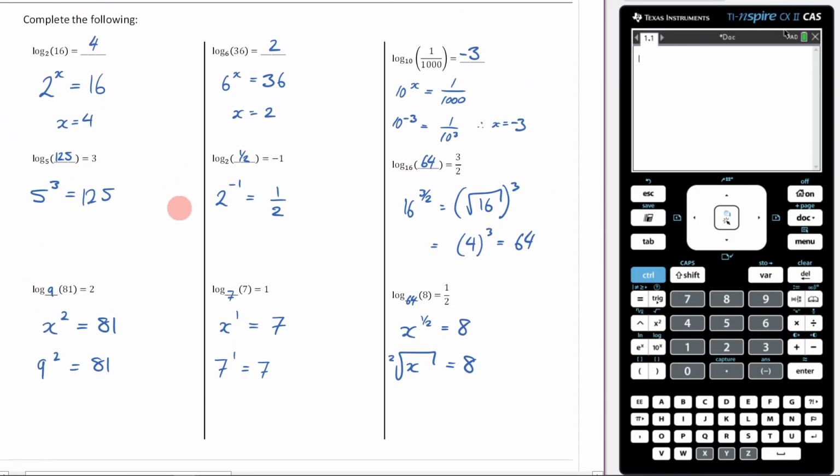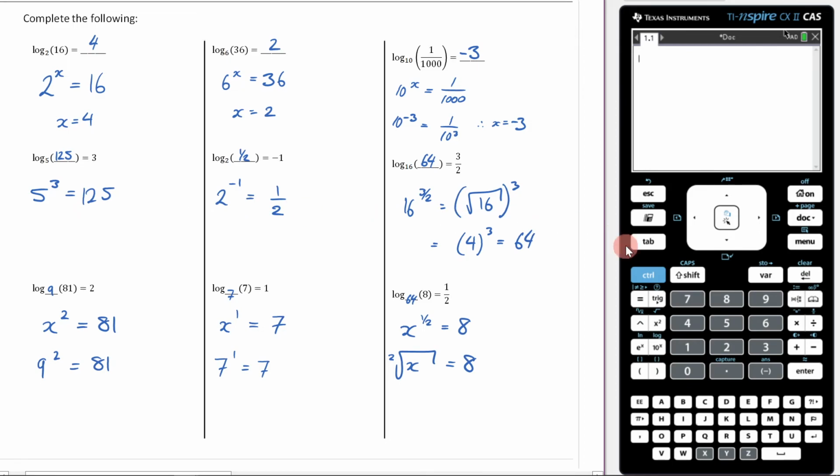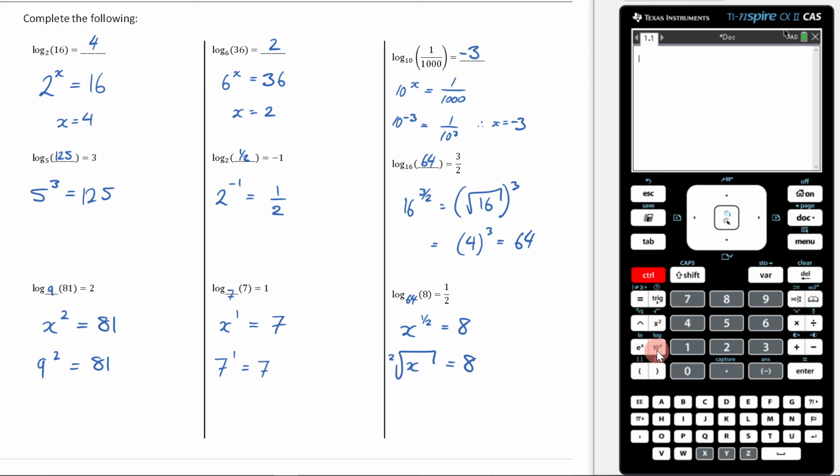Also, it's really important that you know how to use your CAS to do all these skills as well. The log button, which we'll be seeing a lot, is right here. So control that button there. And then once you do that, you can answer any of these questions. So for instance, log base 6 of 36 should give me an answer of 2, which is what we see there. So control log, we're going to be seeing a lot of that. Make sure you can push those buttons.